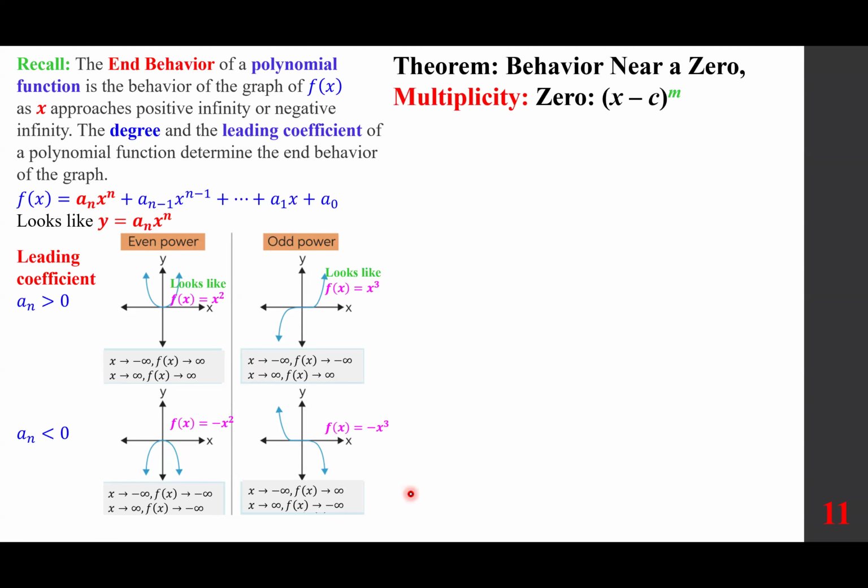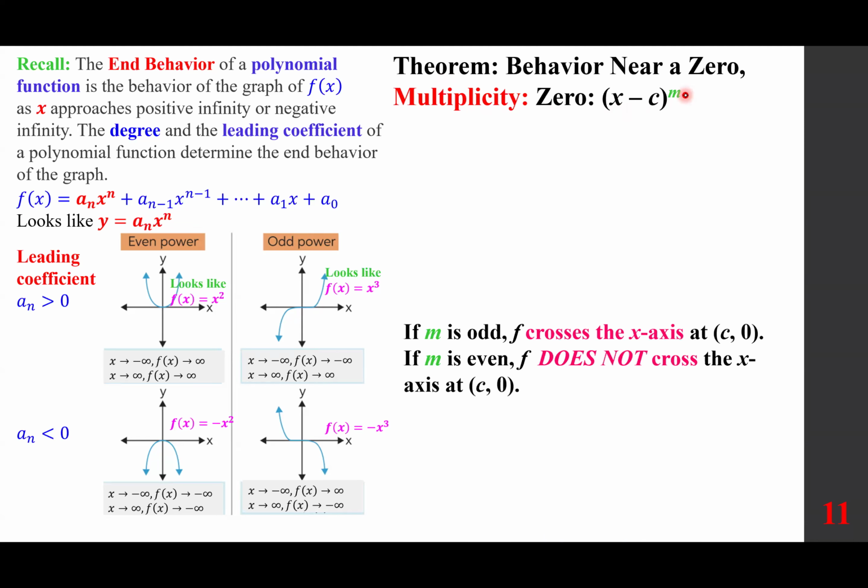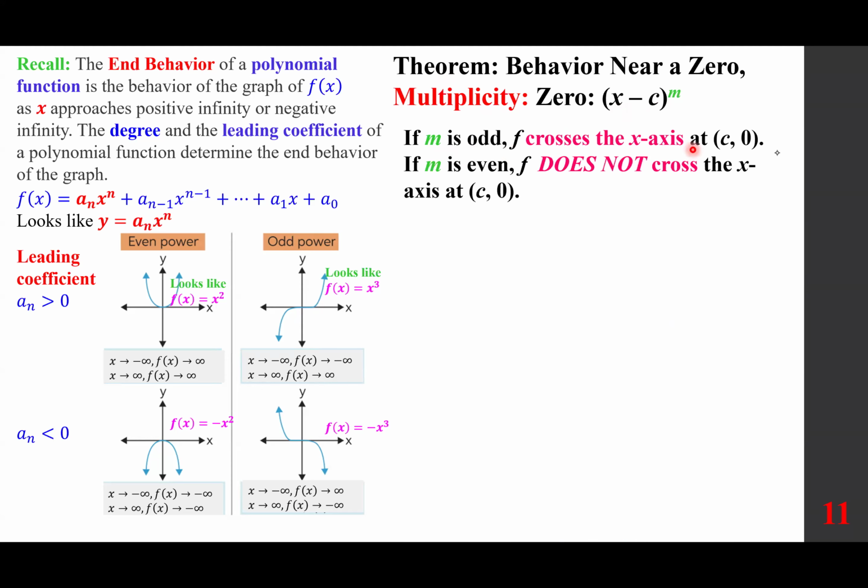We also have behavior near a zero, and it has a multiplicity. This is a theorem. When x minus c is to the power of m, m is the multiplicity, the number of times it gets repeated. If m is odd, f crosses the x-axis at c. If m is even, f does not cross the x-axis at c.